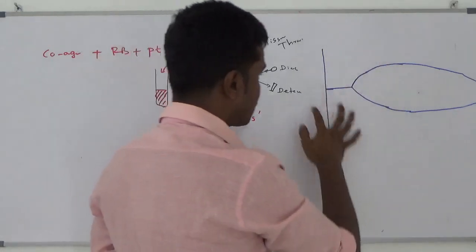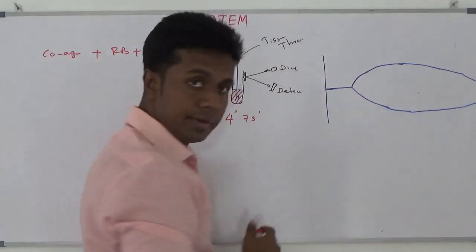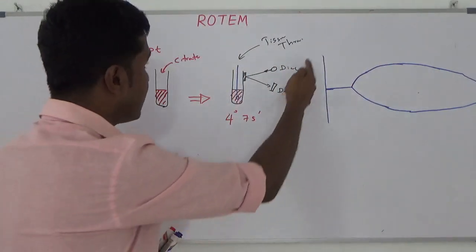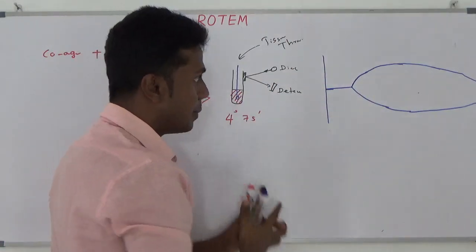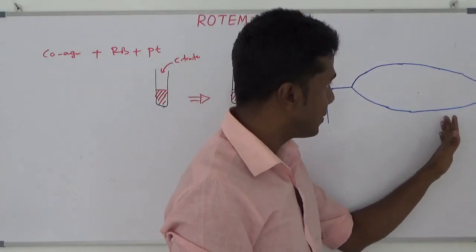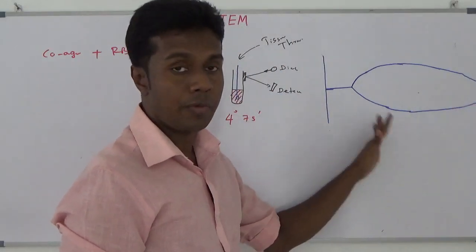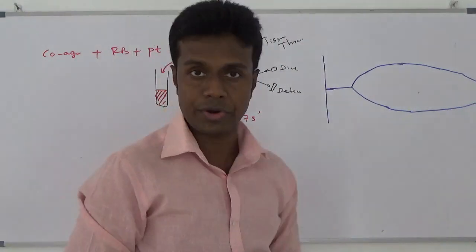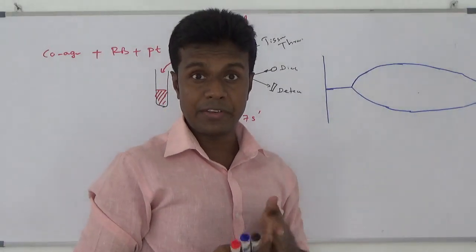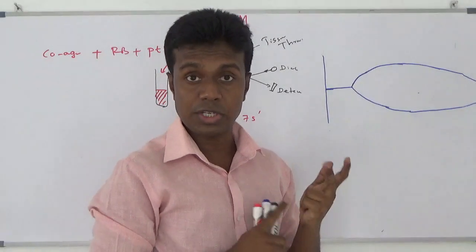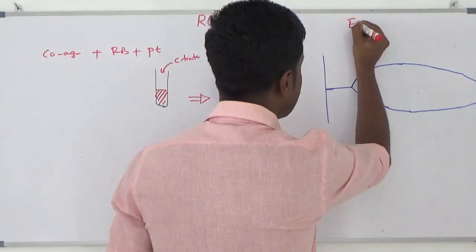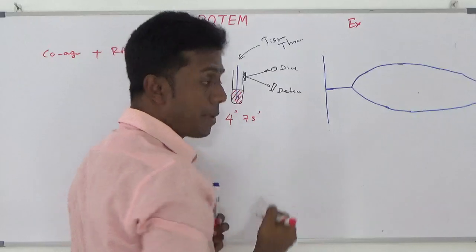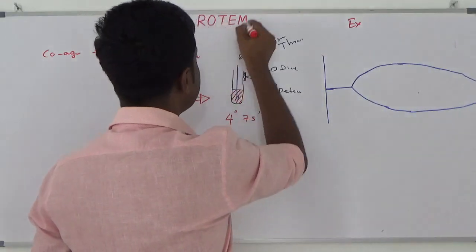This graph is going to be called the ROTEM graph. Here we add a substance extrinsically into this tube. Because of that, we are going to call it the extrinsic pathway of rotational thromboelastometry. I know it is a little bit difficult to say extrinsic pathway of rotational thromboelastometry. Because of that, I take X from extrinsic pathway and TEM from here.